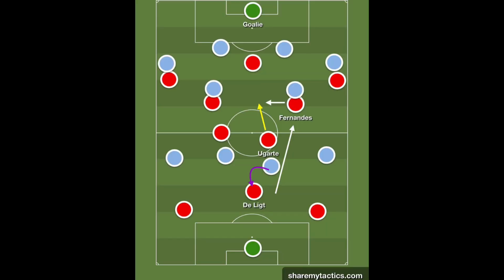So that is the concept of the up, back and through movement in build-up and how it is used to effectively manipulate opposition blocks.